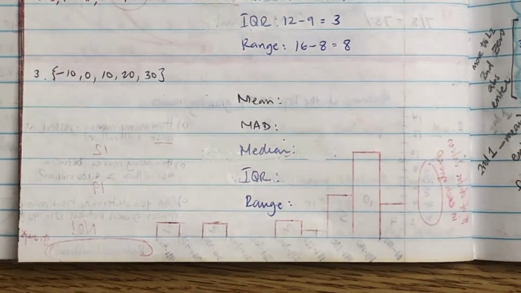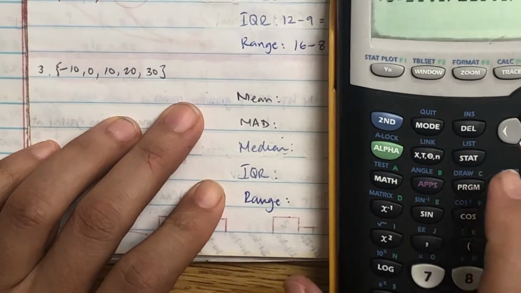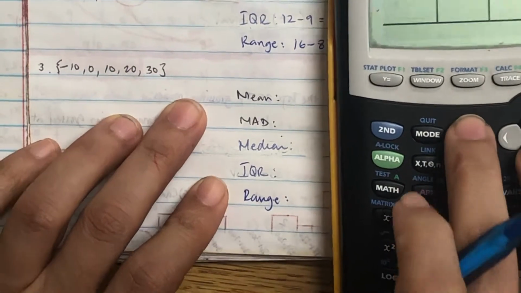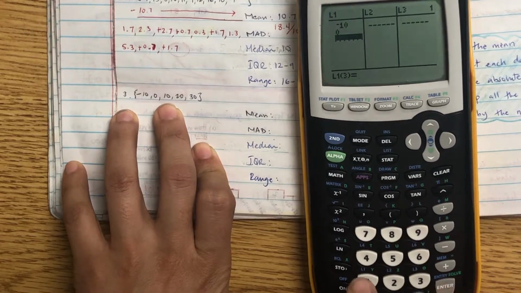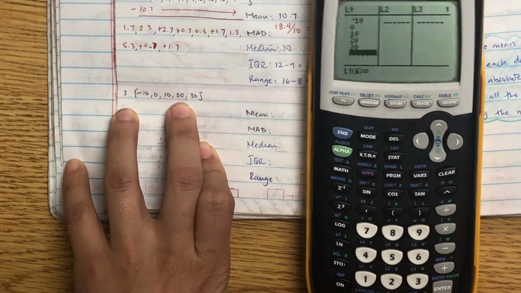Alright, so I'll do the same thing. Input your data set, so stat, edit, put in all your numbers. Then stat, move over to calculate, and press enter.